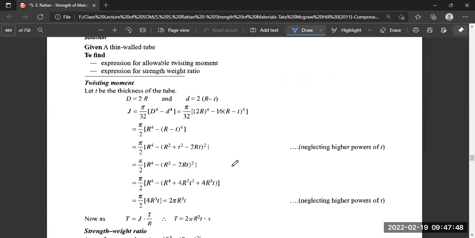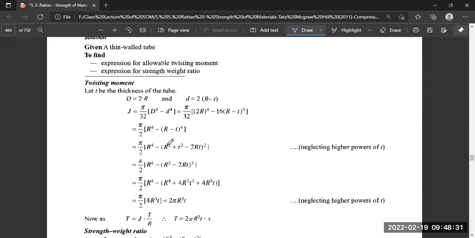After solving this equation, R to the power 4 minus (R square minus 2Rt plus t square) whole square. Again, we are neglecting the higher powers of t because t is very small. The specialty here is that the thickness is very small, so the inner diameter is very near to the outer diameter. Thus, in this relation, the square of t is neglected, and the higher powers of t are also neglected because they are too small.